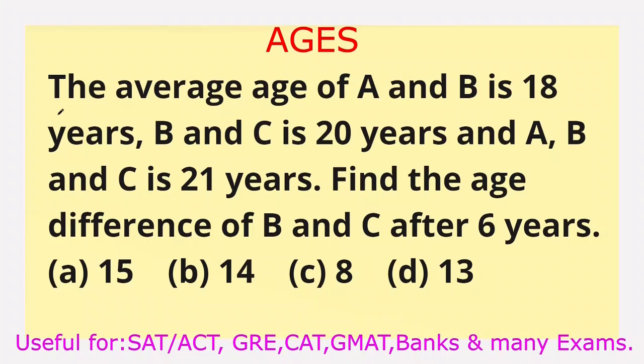Our question is, the average age of A and B is 18 years, B and C is 20 years, and A, B and C is 21 years. Find the age difference of B and C after 6 years. The given options are option A 15, option B 14, option C 8, option D 13.